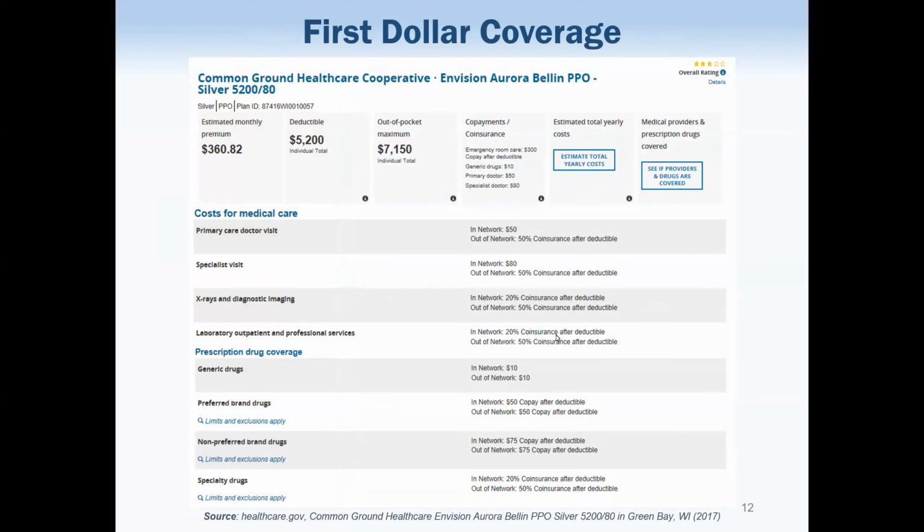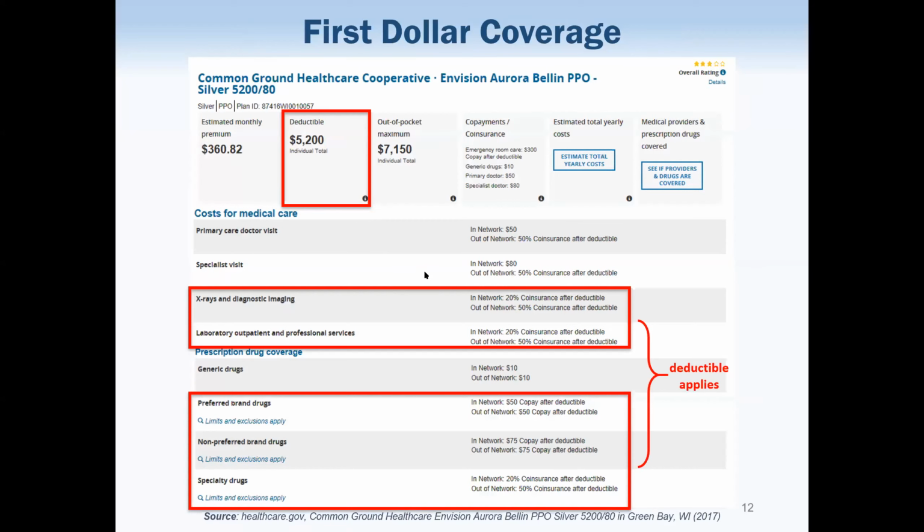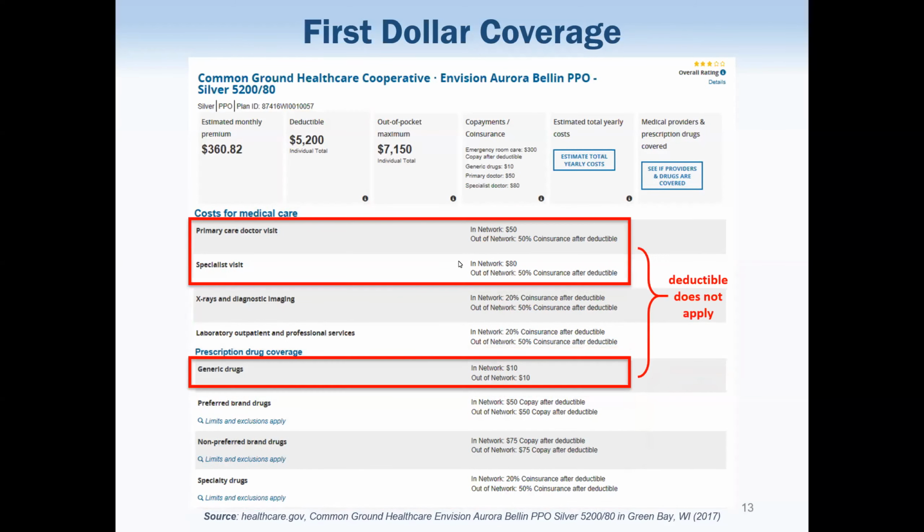Another thing I want to highlight, which I find can be most important, is first dollar coverage. We just talked about how when you have a plan, you have a deductible, and then for a lot of services, after you meet that deductible, you pay a copay or coinsurance. But many plans also have lots of services where you don't have to worry about that, because the deductible isn't applying. So you can pay $50 for primary care or $10 for generic drugs, and you don't have to worry about that big deductible.